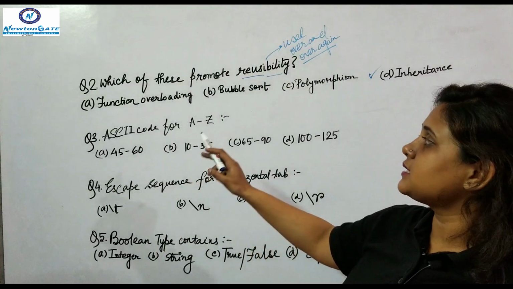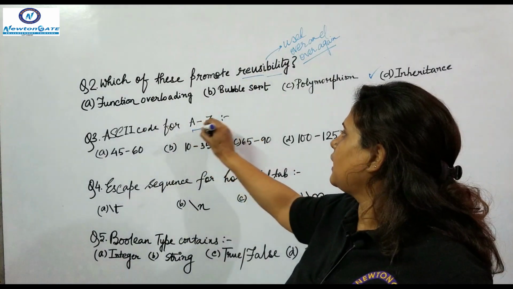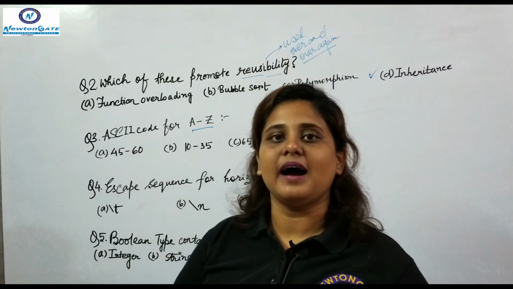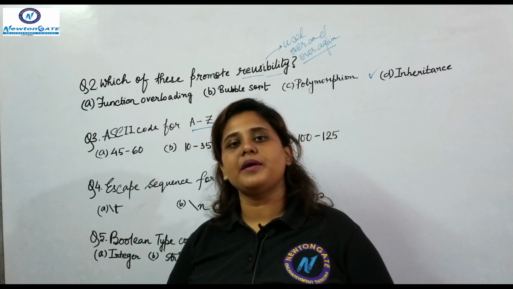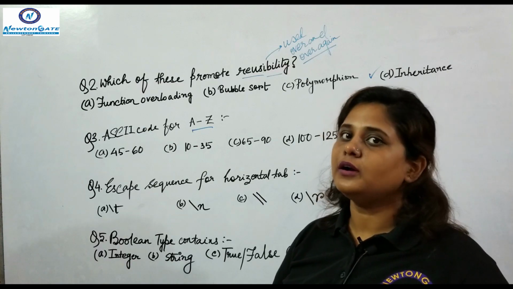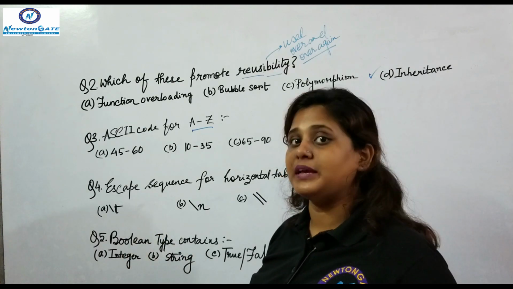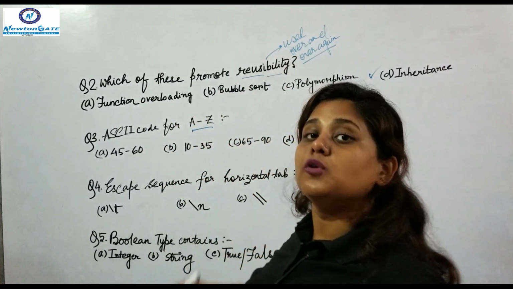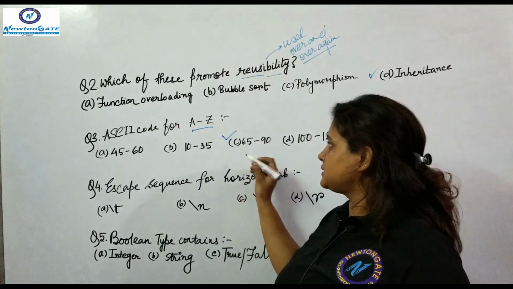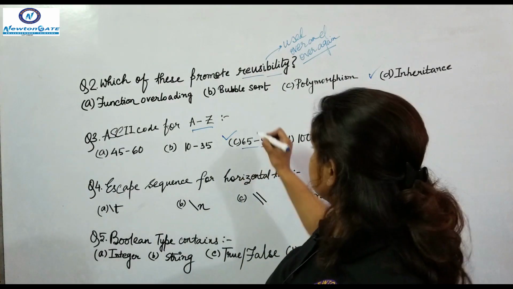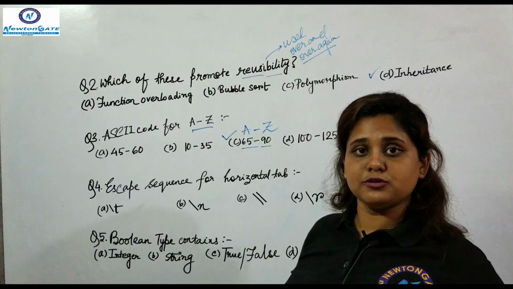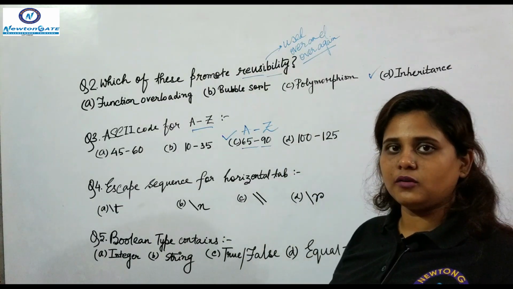What is the third question? Third question says ASCII code for A to Z. So as you know, ASCII is the American Standard Code for Information Interchange. Okay, so it has some designated values for the designated characters, even for space. Here, this is a known information to everybody that capital A to capital Z will be 65 to 90. So capital A starts from 65 and it ends up to 90. I hope that's clear now.